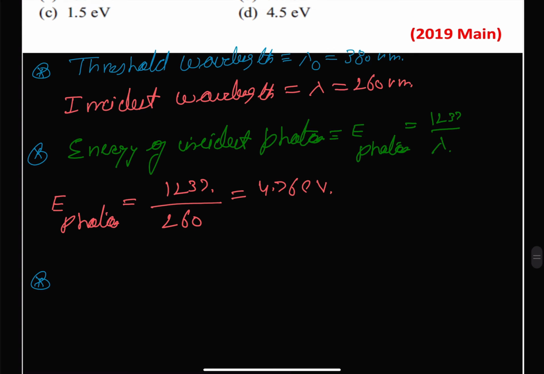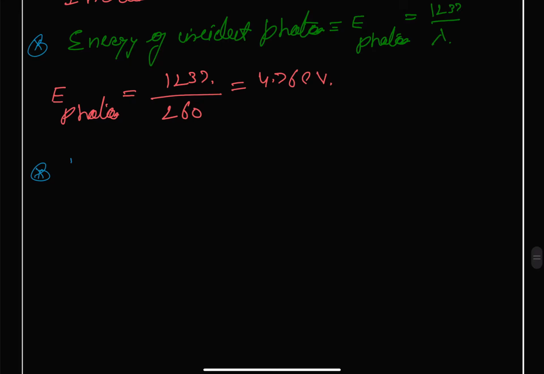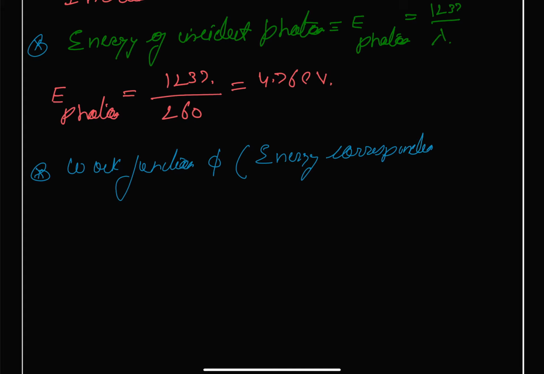that this threshold wavelength is indirectly mentioned as a work function, because work function is nothing but the energy corresponding to the threshold wavelength. So we can say our work function phi is the energy corresponding to the threshold wavelength.